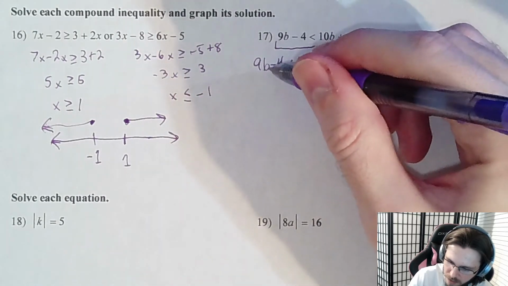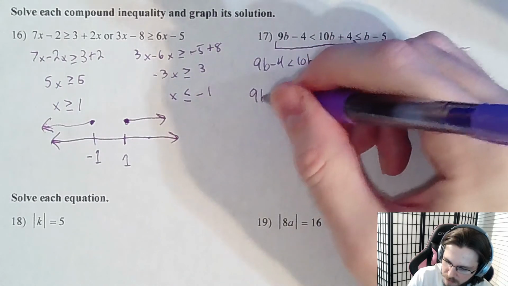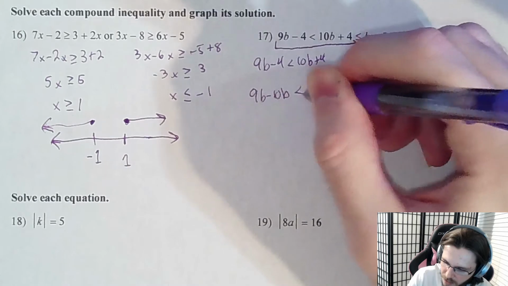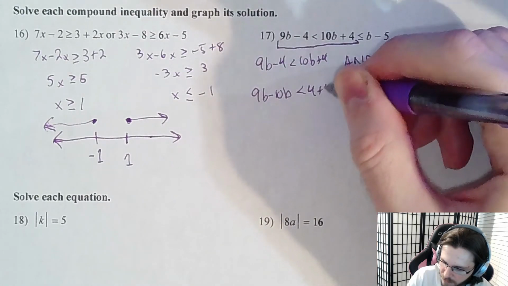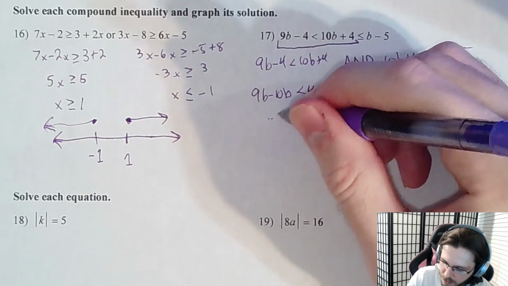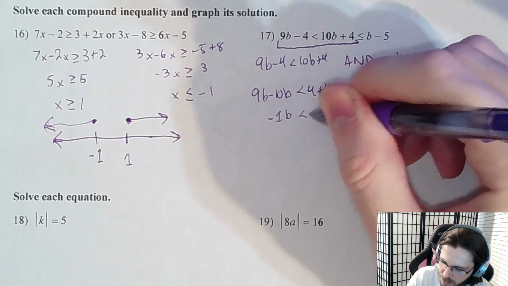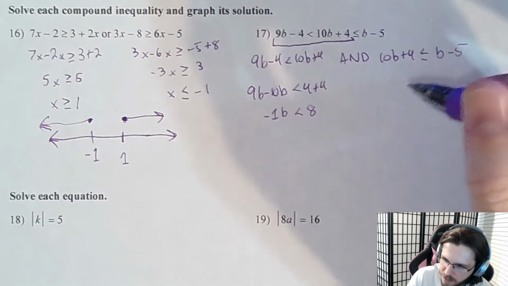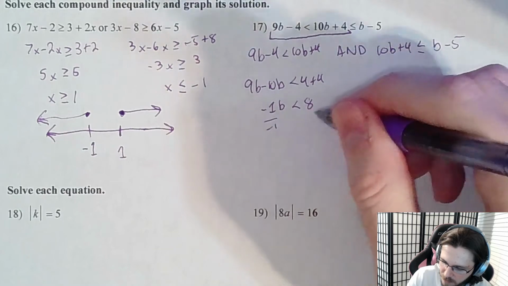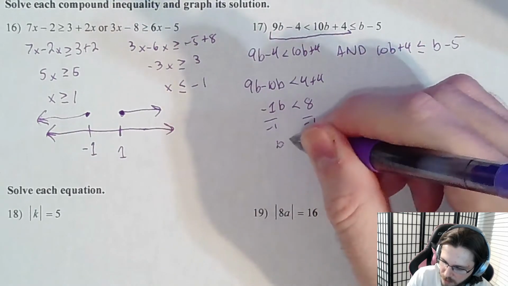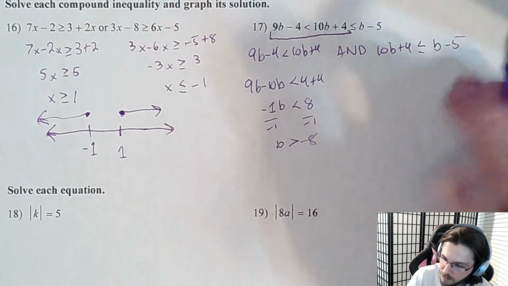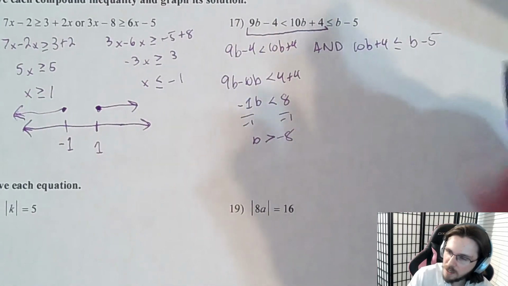Take that 9b minus 10b less than 4 plus 4. So we got negative 1b less than 8. Divide both sides by that negative 1. You'll get b is greater than negative 8. Don't forget to flip that sign.